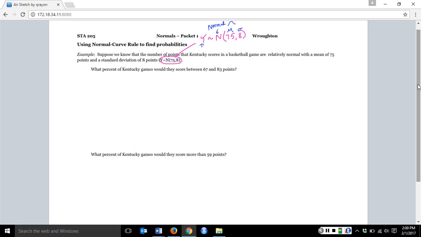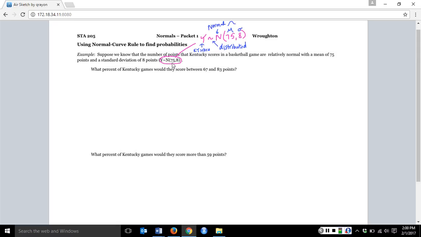Y here represents our Kentucky score. Right, so Kentucky scores are what we're talking about there. And then finally, probably the least important part here is this little squiggly, which technically means that it's distributed, or basically that this is what its picture looks like. So what we're saying here is Kentucky scores look normal, so they have this bell-shaped symmetric distribution, where the mean is 75 and the standard deviation is 8, and we're saying all that with these little symbols.